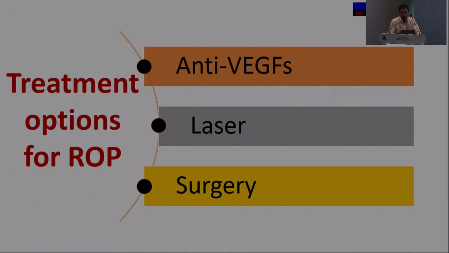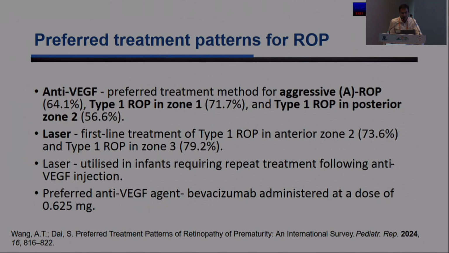So for the treatment of ROP, as we know, the pathogenesis lies with the hypoxic retina, which is the stimulus for the VEGF. So we require anti-VEGFs, lasers or surgery. Now anti-VEGFs are the preferred treatment option for ROP, and these are predominantly used in the aggressive type of ROP.